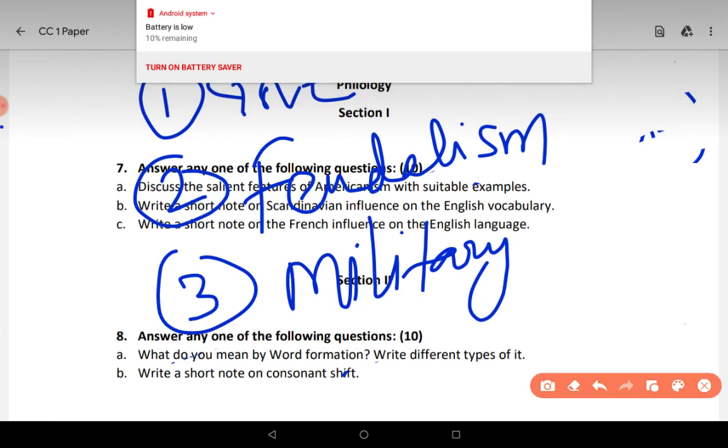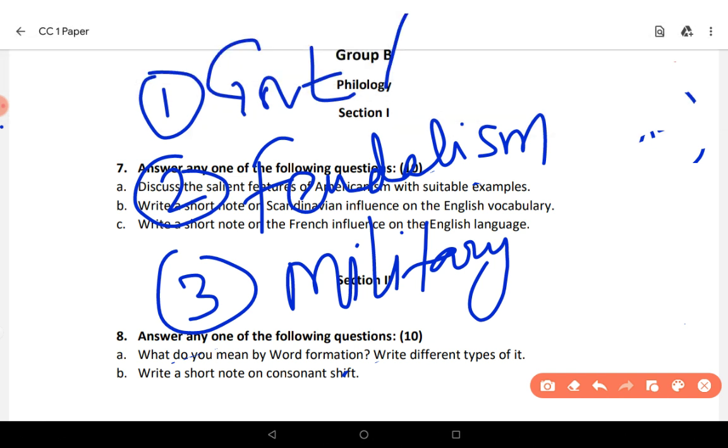So in military, you will have words like war, peace, battle, siege, army, navy, officers, lieutenant, soldiers, etc. All these words were imported from French. Then there were law terms like jury, plaintiff, plead. So fourth is law. I'm just writing the category. You can Google it and you can make your own answers based on this.